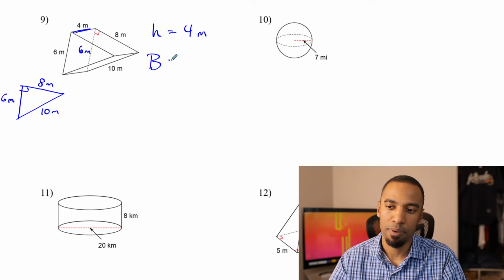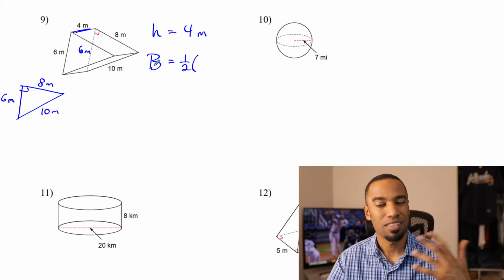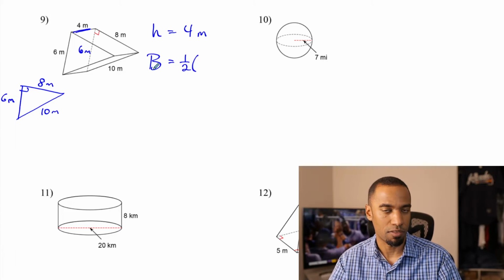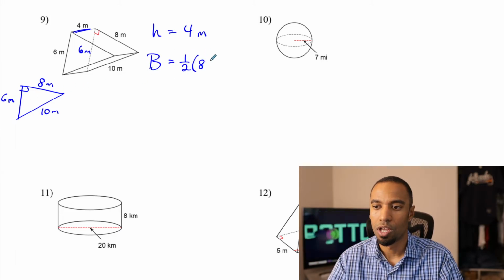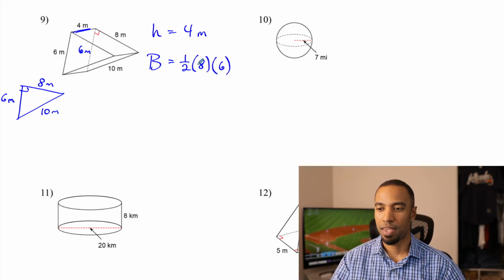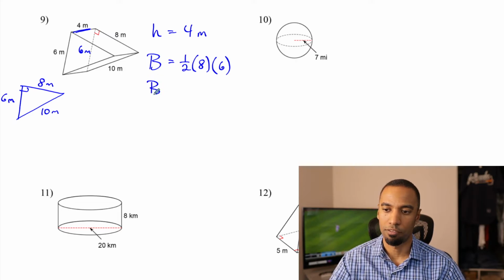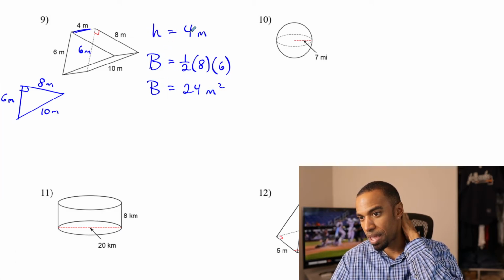Let's do area of base is 1/2 base times height. This is weird, base is the base of the prism. This base here is the base of the triangle. 1/2 base times height. Half of 8 is 4. 4 times 6 is 24. So the area of base is 24 square meters. There we go. So 24 square meters for area of base, height is 4.